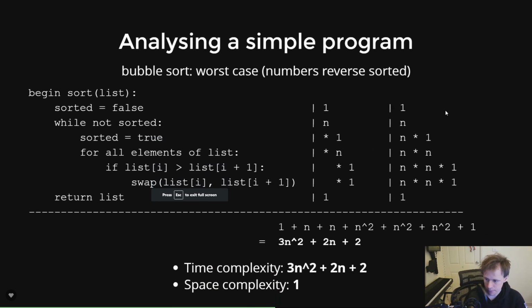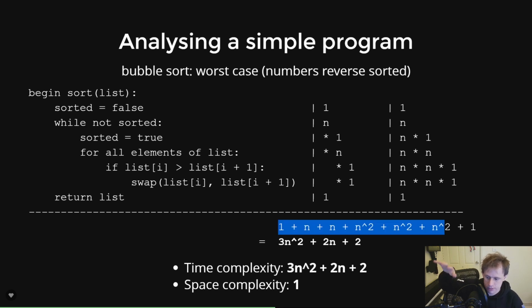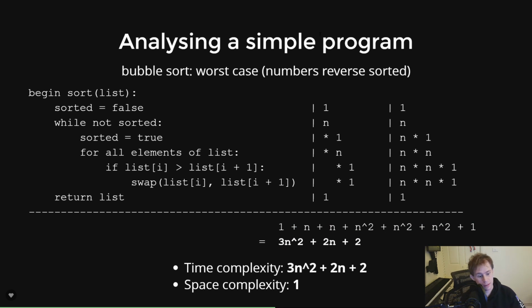Yep, so in this case, what we do is we sum them all up now, right? If we want to figure out how long a program takes, let's add up all the steps, because the computer has to go and do all of these things. So we've got 1 plus n plus n plus n squared plus n squared plus n squared, which is 3n squared plus 2n plus 2. So we could say, theoretically, just to keep it simple, the time complexity of this program is 3n squared plus 2n plus 2. That's how many steps it takes, where n is the number of inputs.